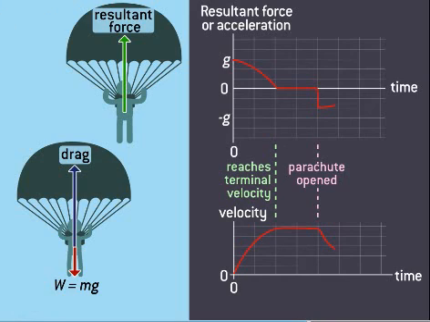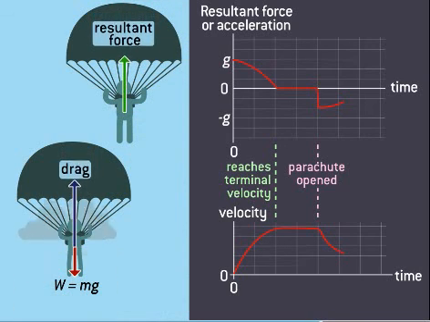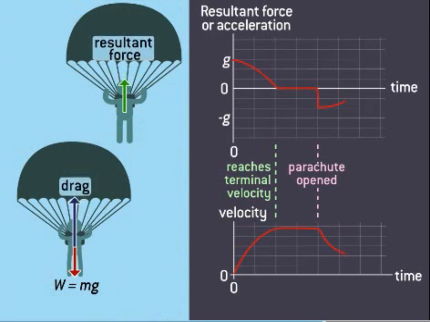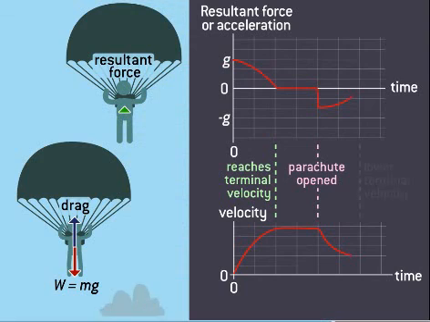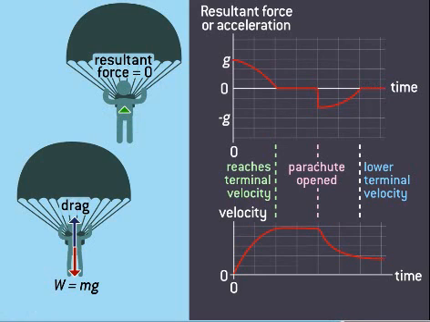A common mistake is to think that they are now moving upwards, but they are still moving downwards, only much slower. As they slow down, the drag force on them will reduce, until eventually the drag force is equal, but opposite to their weight. The resultant force is again 0, and they will fall with terminal velocity. But this terminal velocity is much slower than the previous terminal velocity.